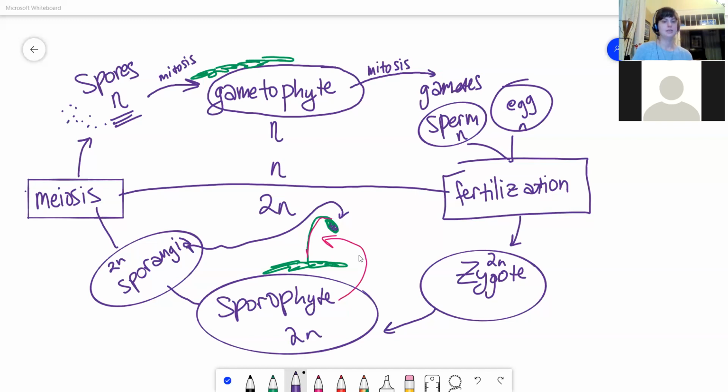Gametophyte and sporophyte. The easy way to remember it is gametophytes make gametes, and then the sporophyte makes spores. The only thing that's tricky about that is sporophyte is diploid, but spores are haploid, because to get from the sporophyte to the spores, you do meiosis. So just practice that.